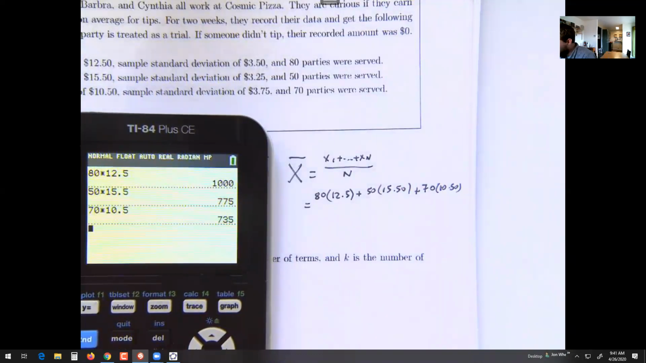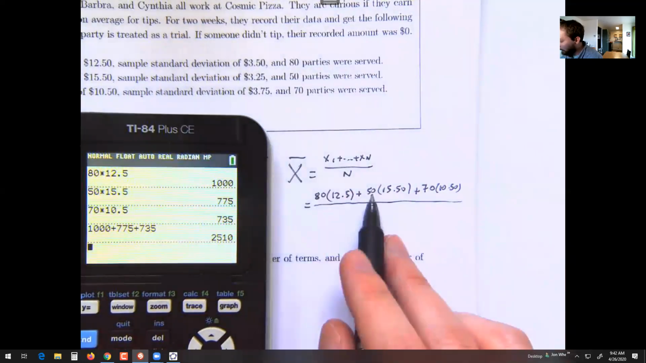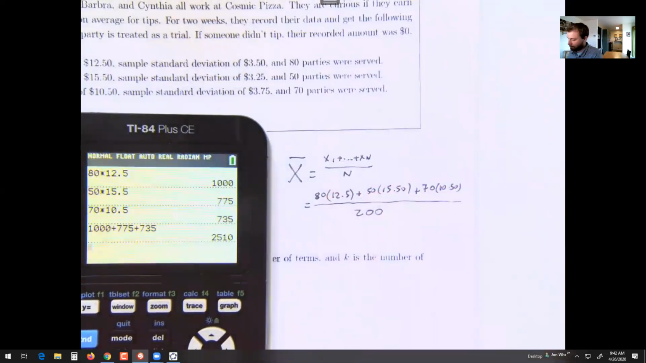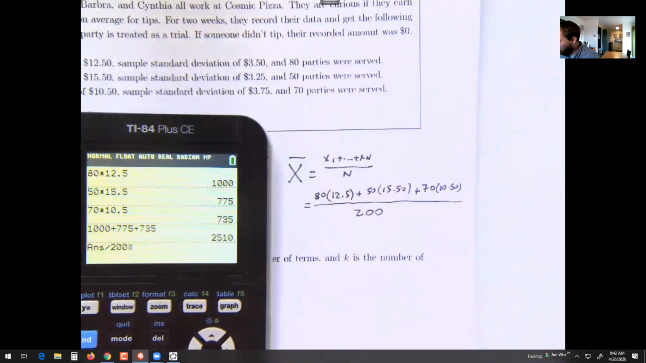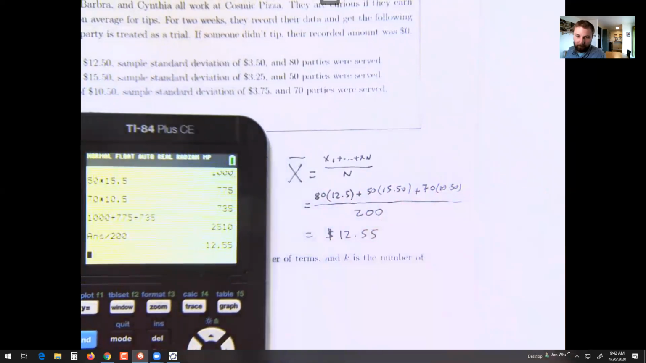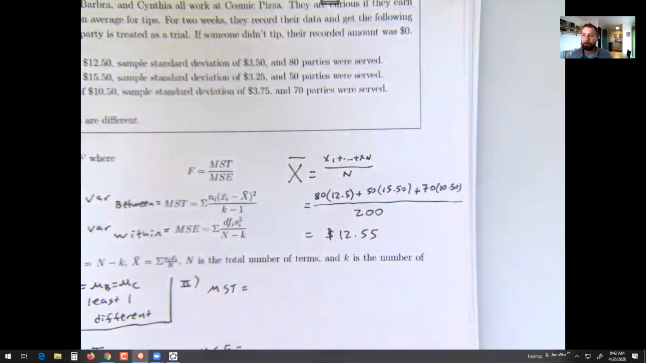So in total, they made this much money if they pooled it all together. And if you're pooling it all together and you're wondering how many people they all served, well, I have 80, I have 130, I have 200 tables that they looked at. So this divided by 200, on average, they got $12.55 per table. So that's what that would look like if I pooled it together. That's what this capital X bar does. It pools together all of those values.